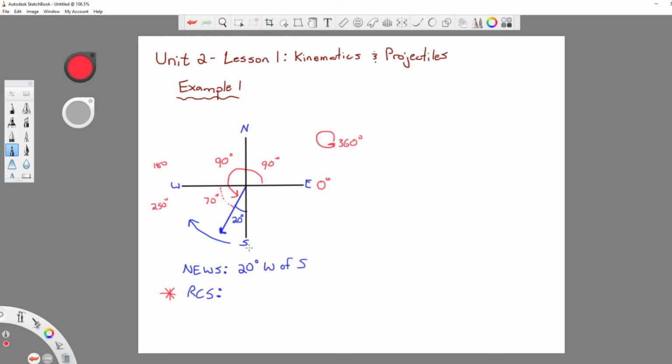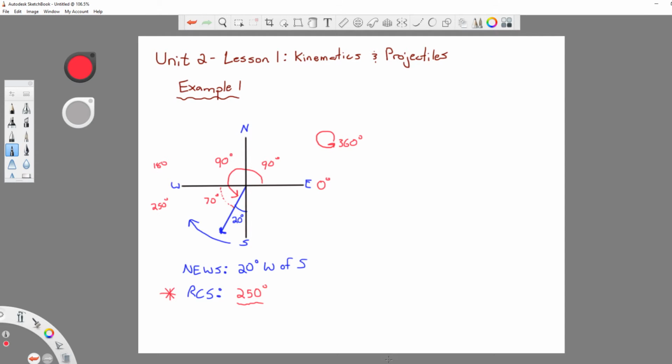So for the RCS method, we can simply put 250 degrees. And we just know now that we start measuring from the east and go counterclockwise. So we can just put one value as our answer, and that's all we need.